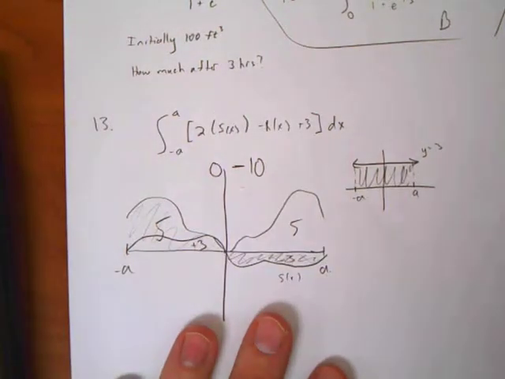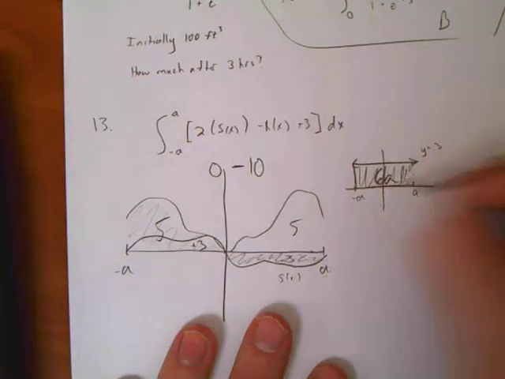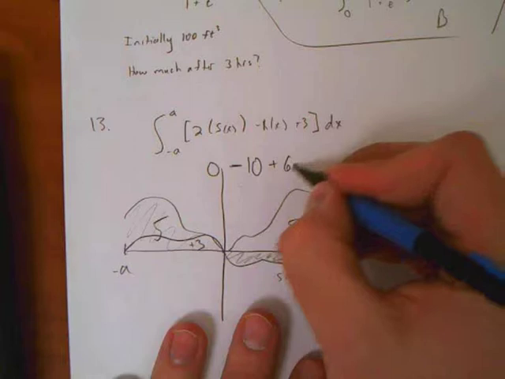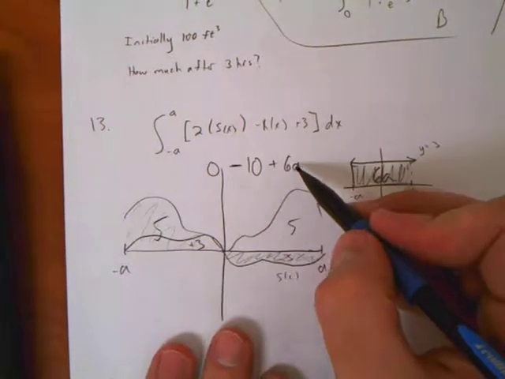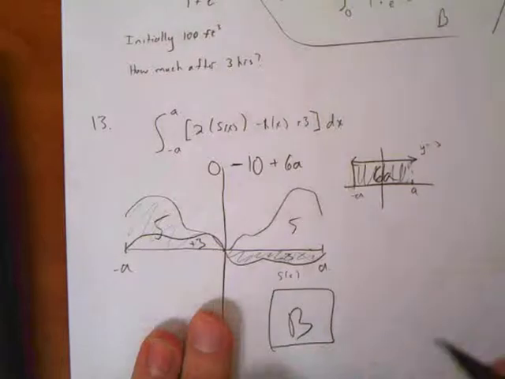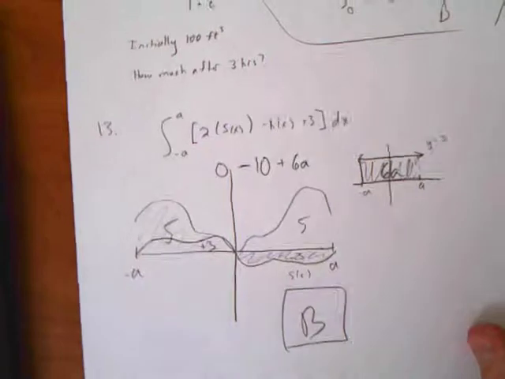Well, it's a rectangle. We have a width of 2a, a height of 3. So we have an area of 6a. So, plus 6a. So we have -10 plus 6a for our answer. And that is B. And again, this is just understanding functions even and odd. It's understanding area. But that's it.